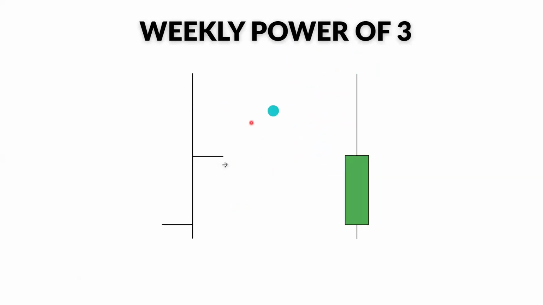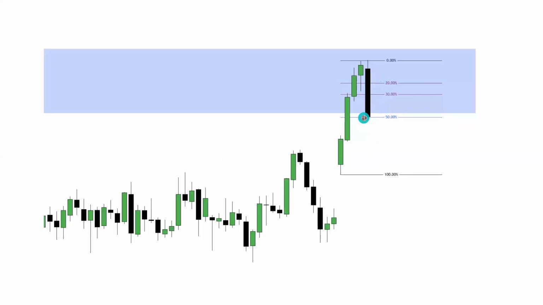Remember our weekly power of 3. So here's where price opened, came lower to form the low of the week, expanded higher to form the high of the week, and then retraced to close at this level, just like we see here. The same thing I explained. You can see how price retraced down to 50% after clearing the buy side liquidity and then filling this area of inefficiency in the monthly time frame.